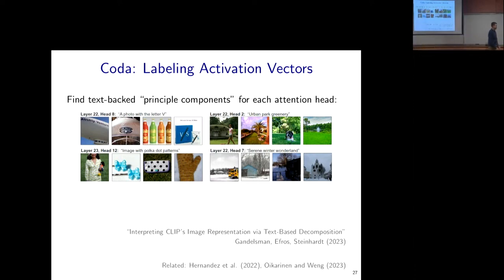What's really cool is that the heads seem to specialize in their behavior. This layer 22 head 8, if you look at its top 10 principal components, it's a photo with the letter V, a photo with the letter X, the letter Y, the letter W, the letter A. It seems like one of the things this head does is pay attention to letters. There's another one paying attention to locations, another one paying attention to numbers. So what are some cool things you can do here? One is you can use this to find adversarial examples. For instance, the head that pays attention to numbers actually pays attention to two types of number.